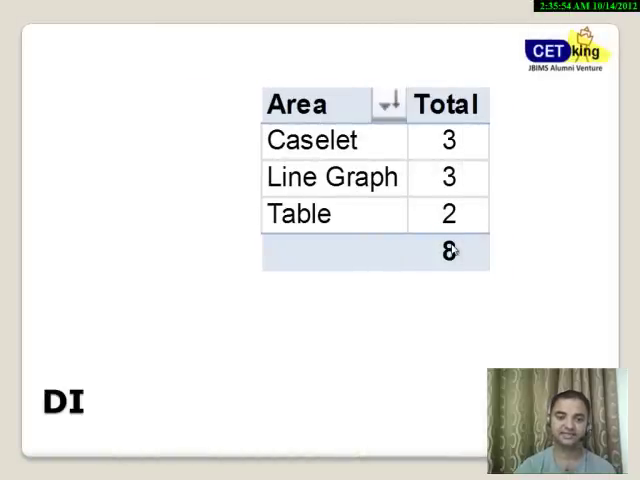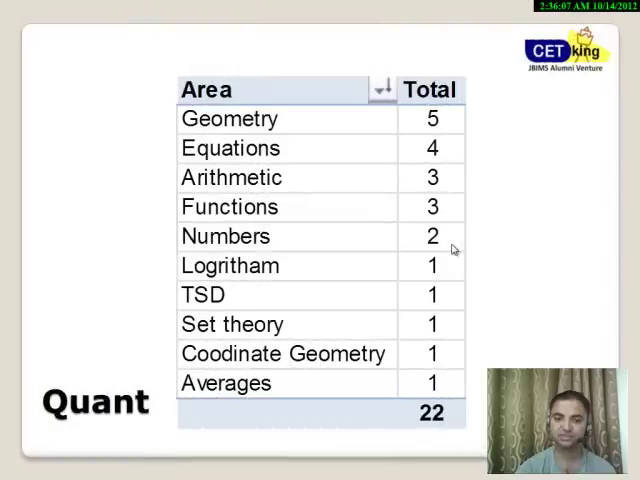Alright, caselets. In DI, there was one caselet, one line graph and one table. The caselet and line graph were quite simple. The table was a little bit calculation intensive but still doable. Overall the section was lengthy, so obviously you can't do all these questions. You have to select your questions accordingly. Choose the questions which you can do.